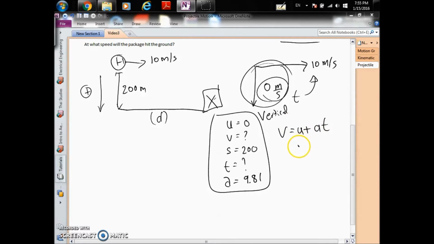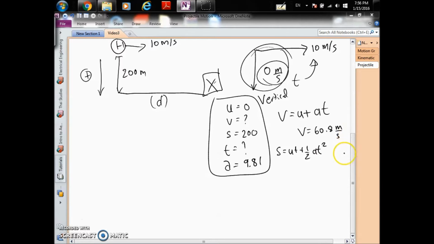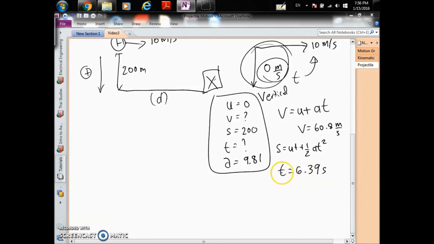It gives you the final v to be 60.8, which will be useful for later, not for now. And to find distance, we simply use s equals ut plus half at squared. Okay, so replace all the values in there, and you'll find that time equals 6.39 seconds. Beautiful. All right, take that time and put that into the horizontal equation.